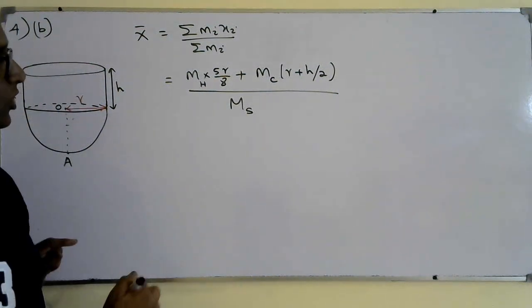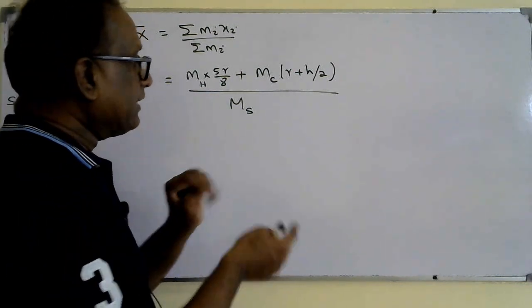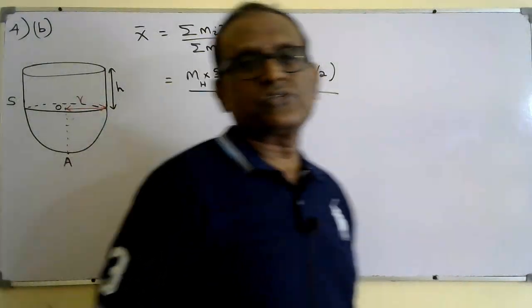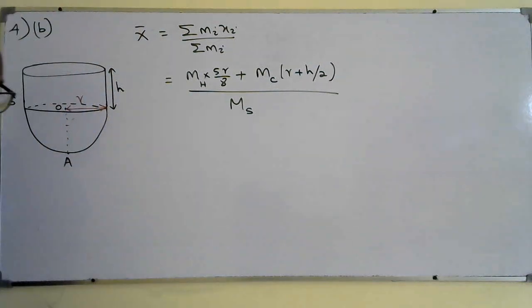Sigma mi means mass of the S. S we know, I told that already how to find it: mass of the cylinder plus mass of the hemisphere. If we add it, we'll get mass of the S. That's all. We solved it. We'll get the final expression. Simple. Okay, I'm going to do that now, so step by step, we'll find it one by one.